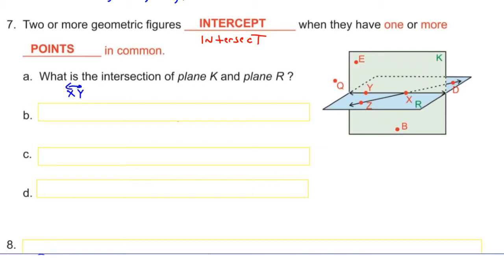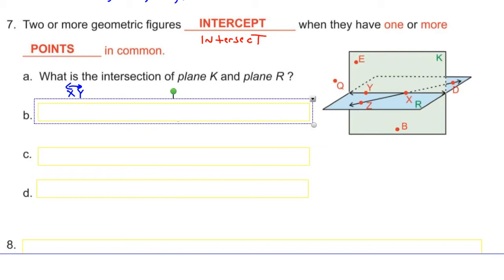Line XY, right? And I could have called it line YX. That's where the planes intersect. Now remember, the planes go on forever in both directions, so that line does as well. So it's not a line segment because it's two planes, it's a line. Two planes intersect in a line.